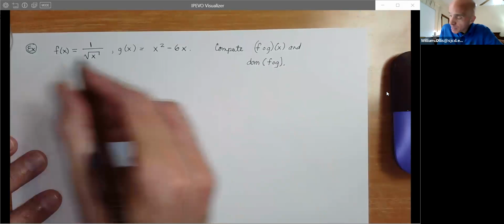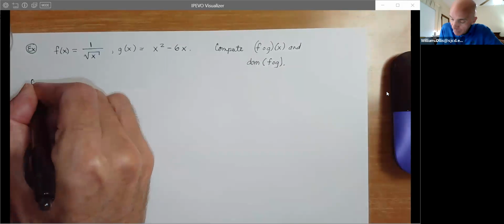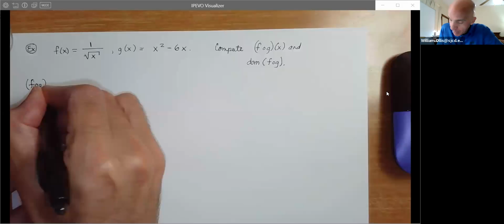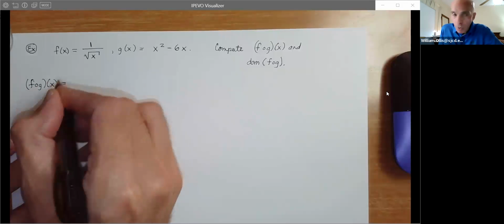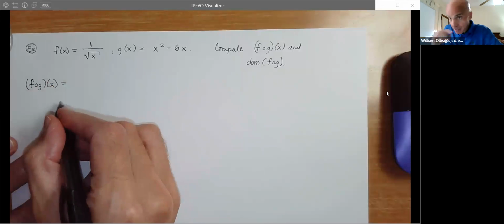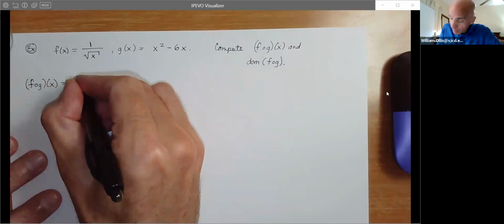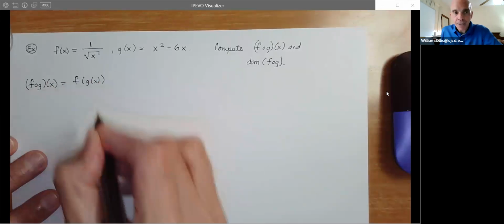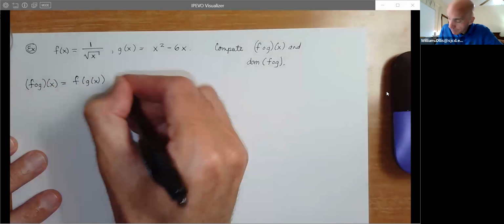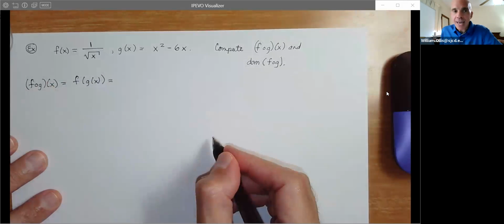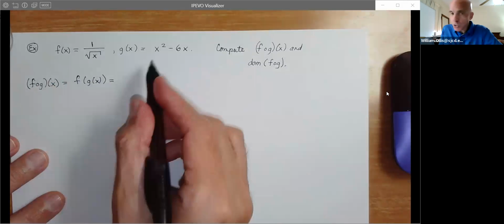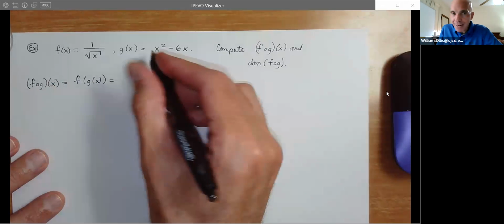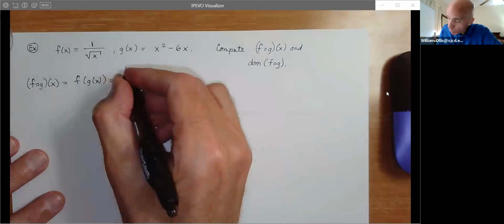So now let's apply the definition. f circle g of x means f of g of x. That's the definition. And now what we want to do is, well, what's g of x? This is just x squared minus 6x. So let's go ahead and replace that.